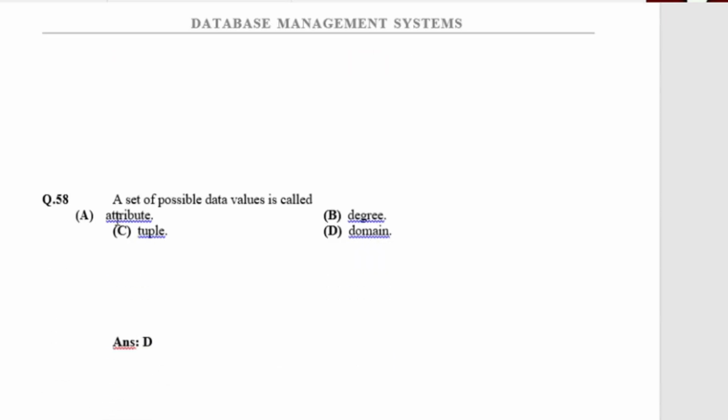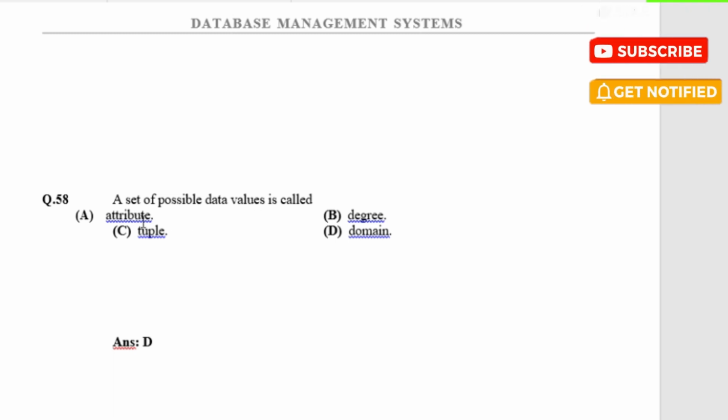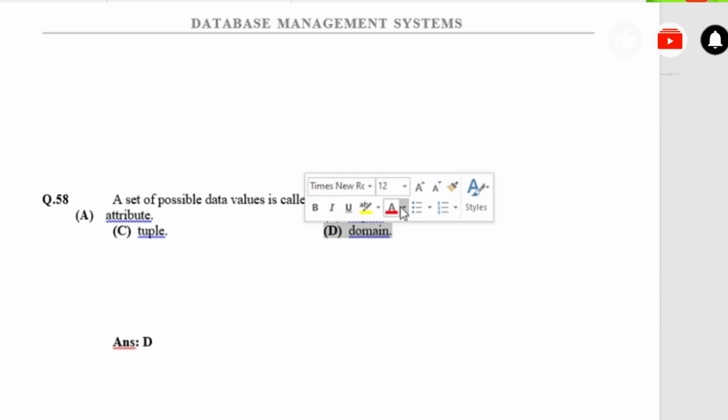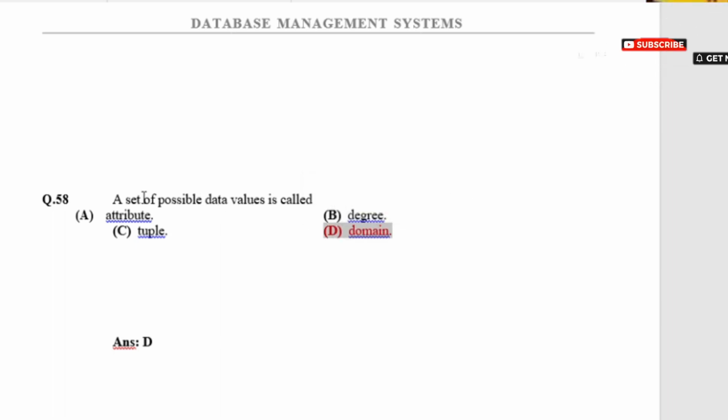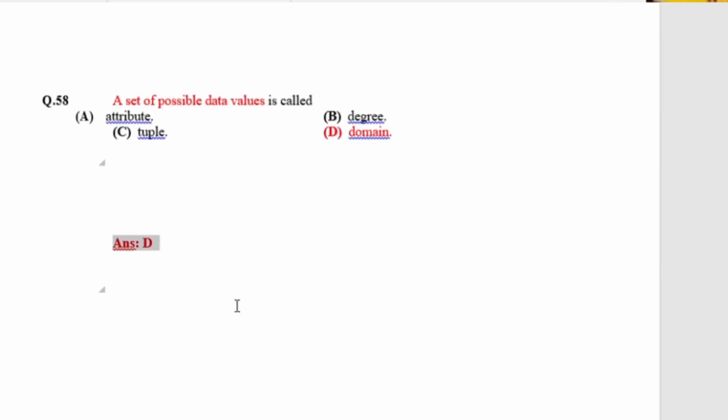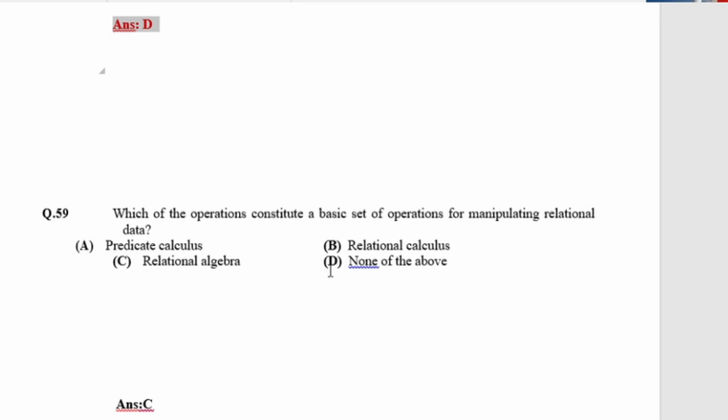Next question 58. A set of all possible data values is called A. Attribute, B. Degree, C. Tuple, D. Domain. Then the possible answer is domain. A set of all possible data values is called a domain. The answer is D. Next one, which of the operations constitute a basic set of operations for manipulating relational data?